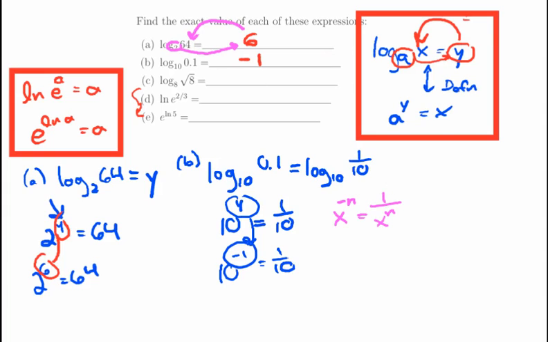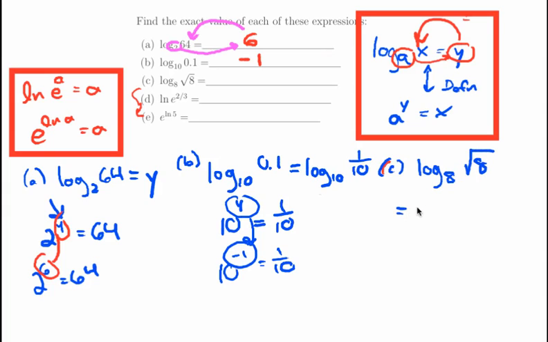Let's go ahead and finish this first part of this mastery exam by looking at part C. Same kind of question here. I'm asked to find the exact value of the log base 8 of the square root of 8.